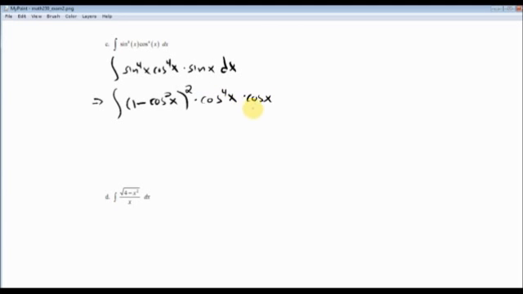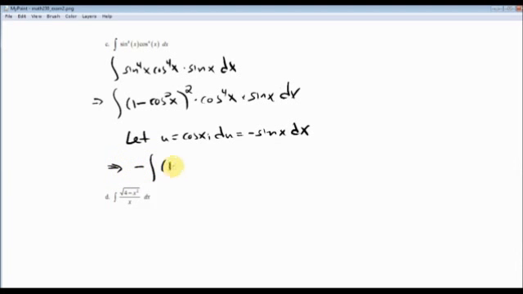Cosine to the fourth x, sine x dx. Oops, sorry. So we're going to let u equal cosine. So du is negative sine dx. So all of this is going to turn into negative, 1 minus u squared squared, u to the fourth du. Now this negative is what came from right there. That negative.